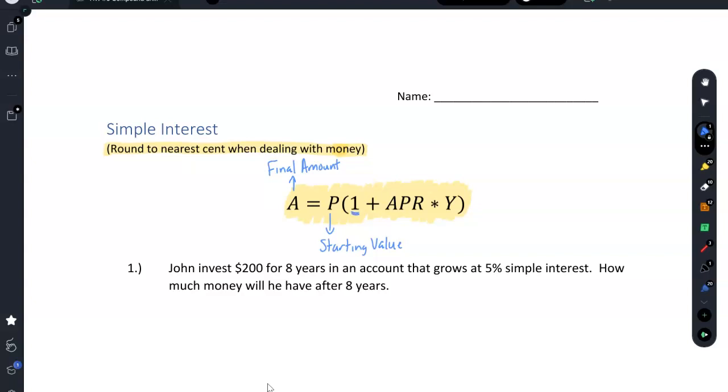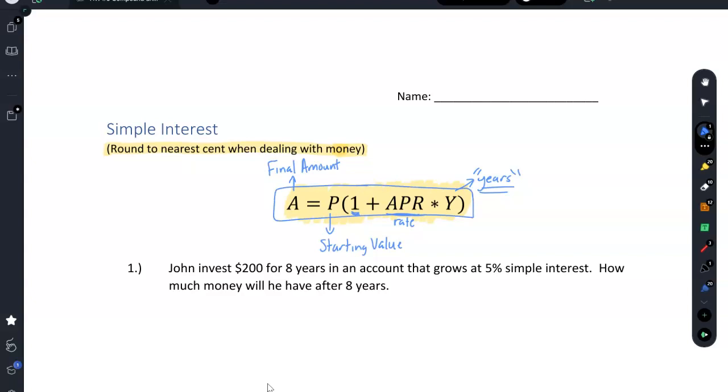1 is the number 1. APR, you want to think of that as what is my rate, and Y is going to be how much time, and it has to be in years, and that's important. We're going to see some that aren't given to us in years, and we will have to convert to years, and it'll be a pretty easy conversion. But that's the equation that we're going to use for these first couple.